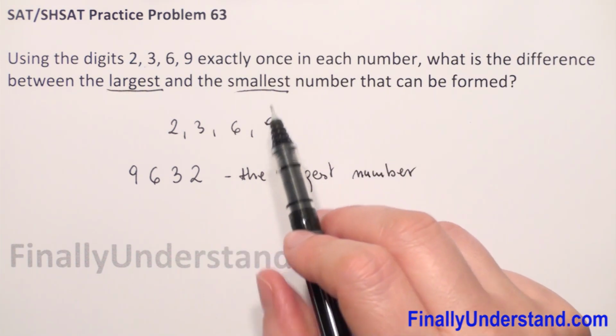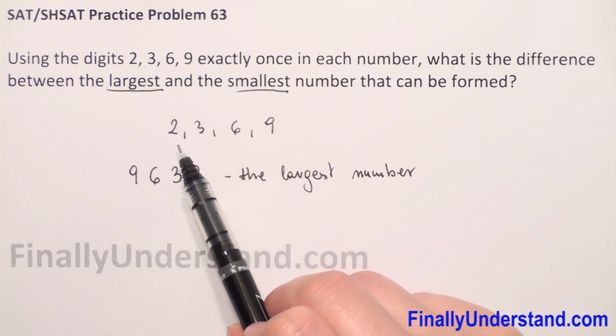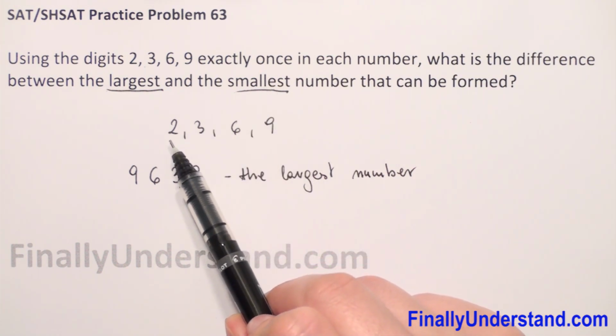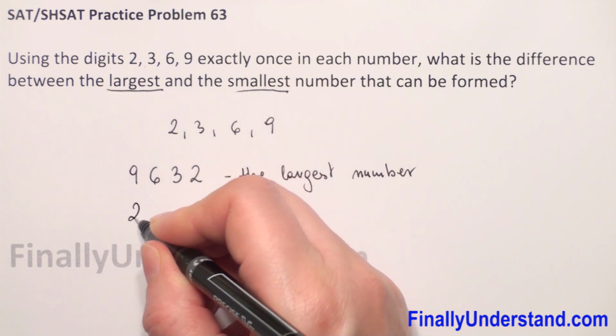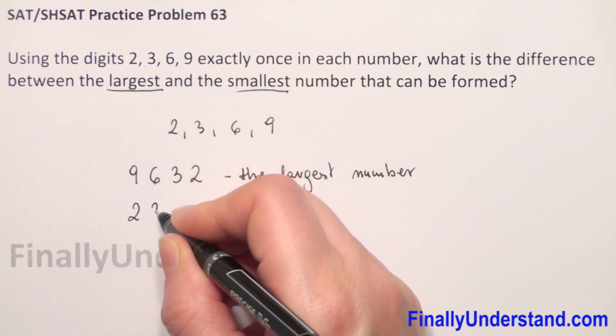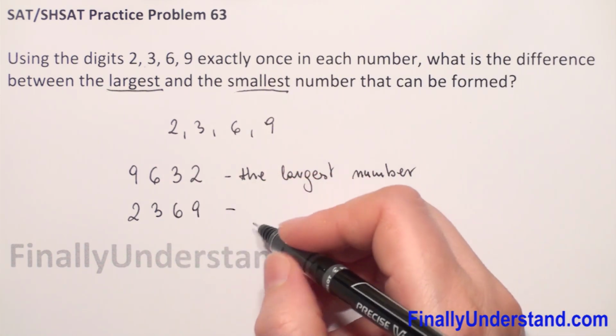And now the smallest. Of course, the smallest number will be when we start to form the number from the smallest digits. 2 is the smallest. So we have 2, next is 3, 6 and 9. This is the smallest number.